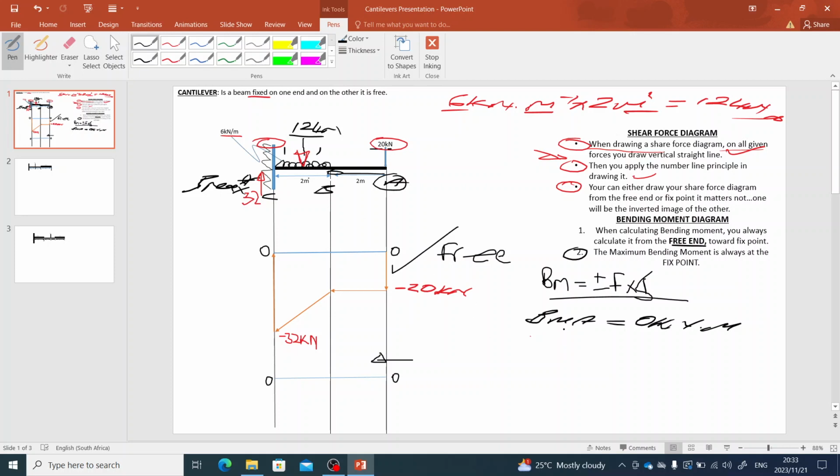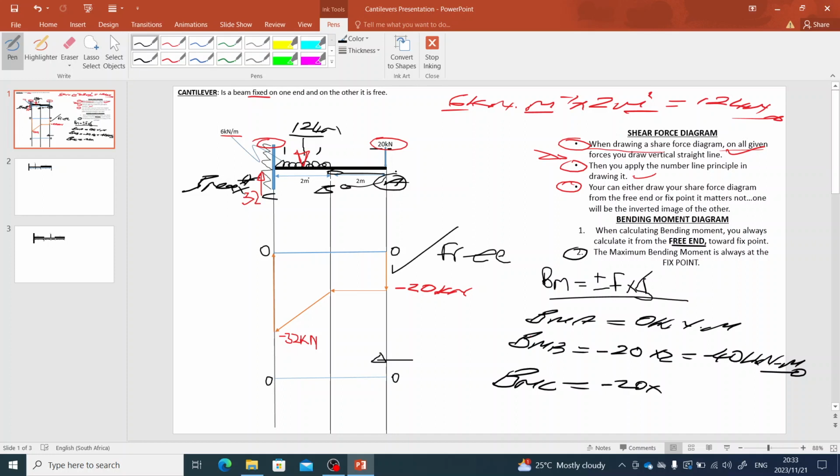Now, coming to this one, bending moment at A is zero. Then bending moment at B will be negative 20 multiplied by perpendicular distance from here to there, it is 2. Multiplied by 2 equals negative 40 kilonewton meter. Right. Then bending moment at C, that's where your maximum bending moment is. Bending moment at C will be negative 20 multiplied by perpendicular distance, that would be 4. It is negative because this force is going down. Plus negative 12, because this force is going where? It is going down, right? Multiplied by perpendicular distance, it is 1.